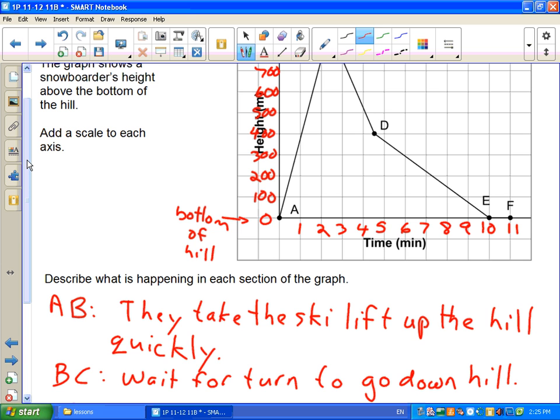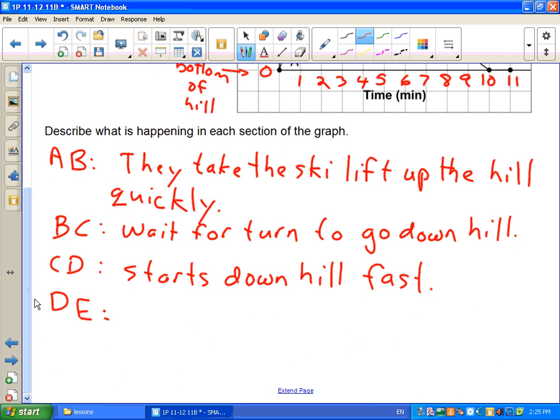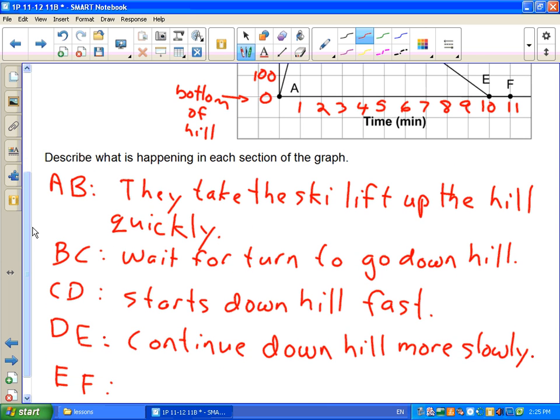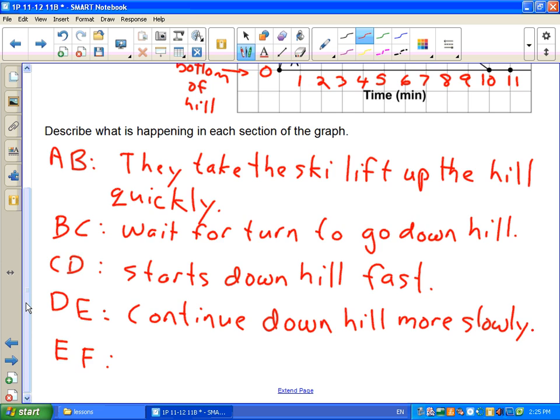Okay, what are they doing D to E here? Yeah. So let's say continue downhill, more slowly. And if you wanted to be imaginative, you could say that there were trees or something that they had to slow down to avoid or something like that. Finally, last section here, E to F. What's going on E to F? They're at the bottom and, yeah. So we'll say, yeah, they wait a bit at the bottom.